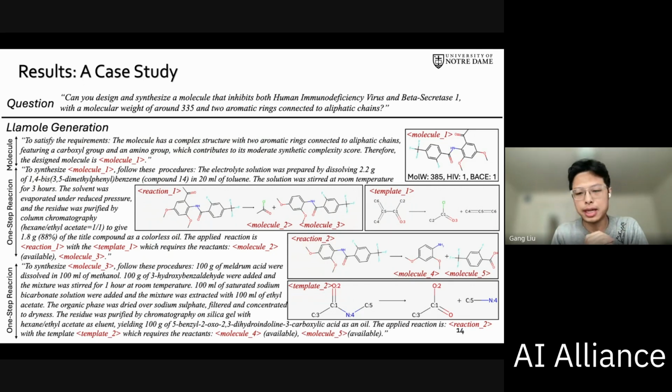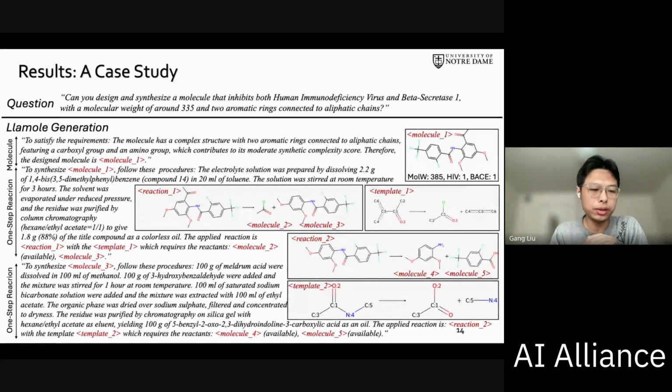Here, I want to use a case study to quickly summarize the Llamole method. Given any question as the input, such as can you design or synthesize a molecule with some properties, with some structural requirements? Our model, the Llamole method, will first analyze the question. It will generate some answers like the molecule has a complex ring with two aromatic chains, and so on. And then it will use the graph diffusion transformer to generate the specific molecular structure, like in the figure.